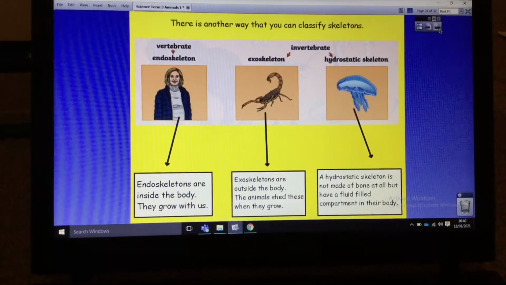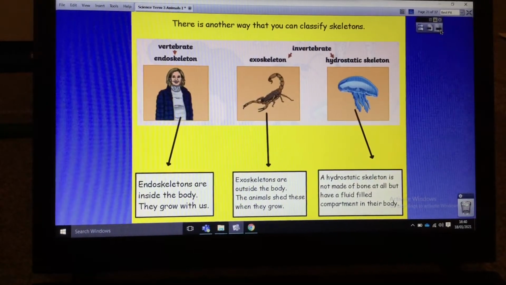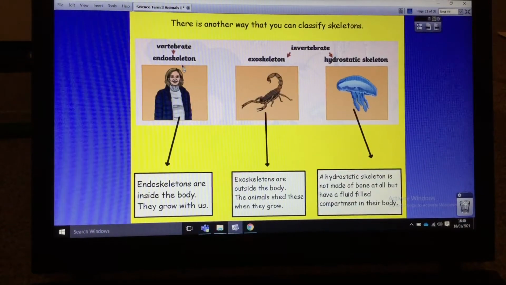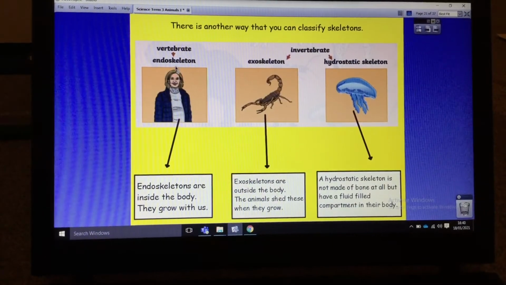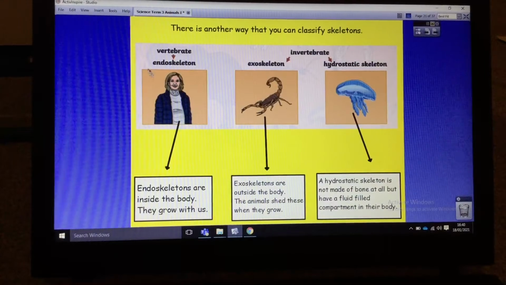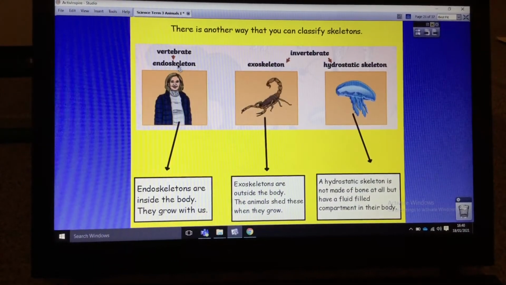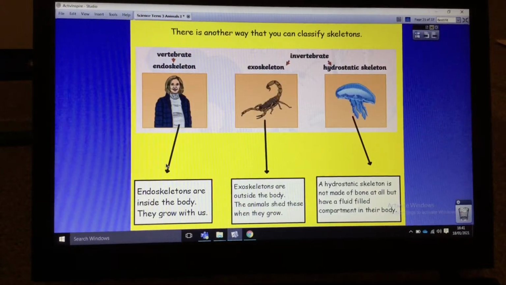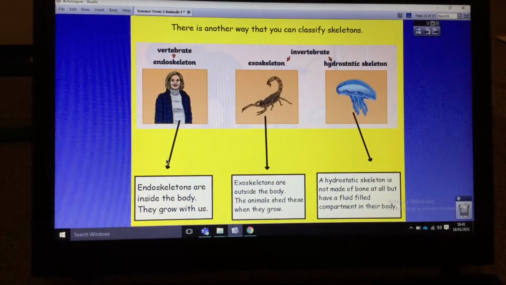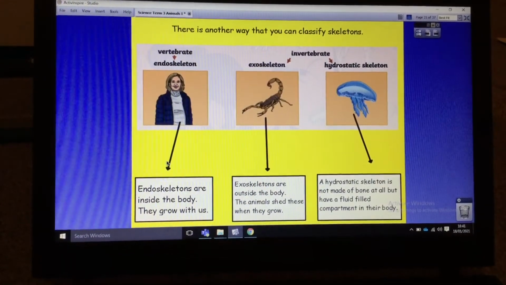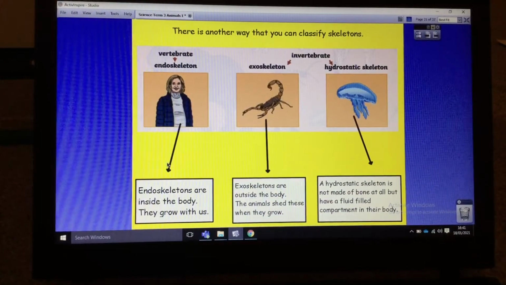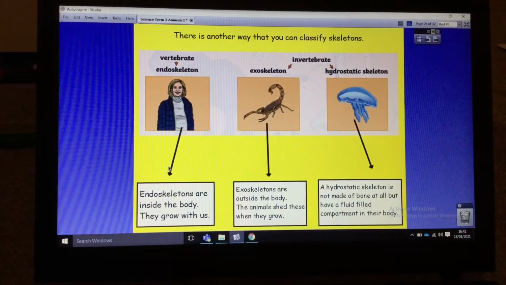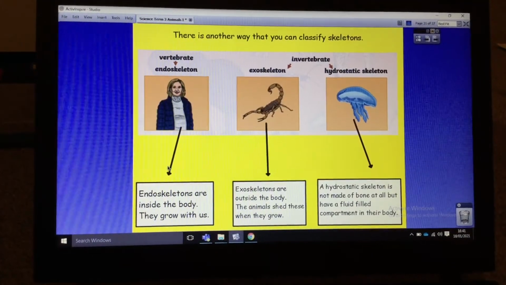There is another way that we can classify our skeletons. So a vertebrate is an endoskeleton. So all vertebrates have an endoskeleton, and endoskeletons are inside the body. They grow with us. So our skeletons are inside our bodies. They grow when we grow. They are covered by layers of muscle, fat, tissues, skin, so that we can't see our skeletons.